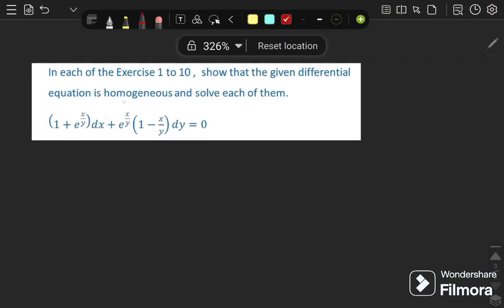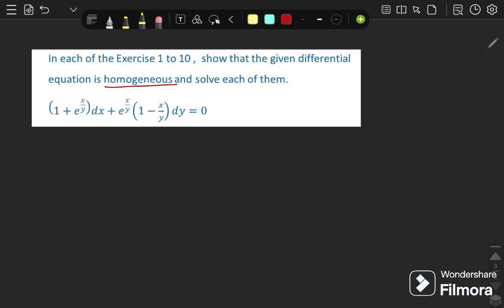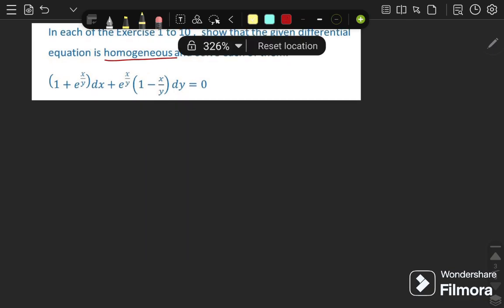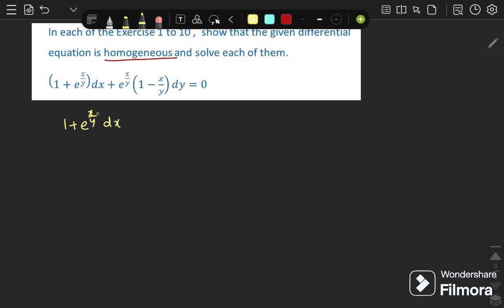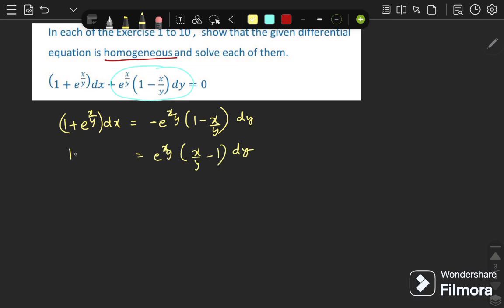To solve this question, we have to check if it is homogeneous and then solve each one of them. So let's see what is the equation and let's check if it is homogeneous. So (1 + e^(x/y)) dx, if I transpose this whole term to the RHS side, I will get minus of e^(x/y) (1 - x/y) dy. If I multiply the minus inside, I will get e^(x/y)(x/y - 1) dy. (1 + e^(x/y)) dx.